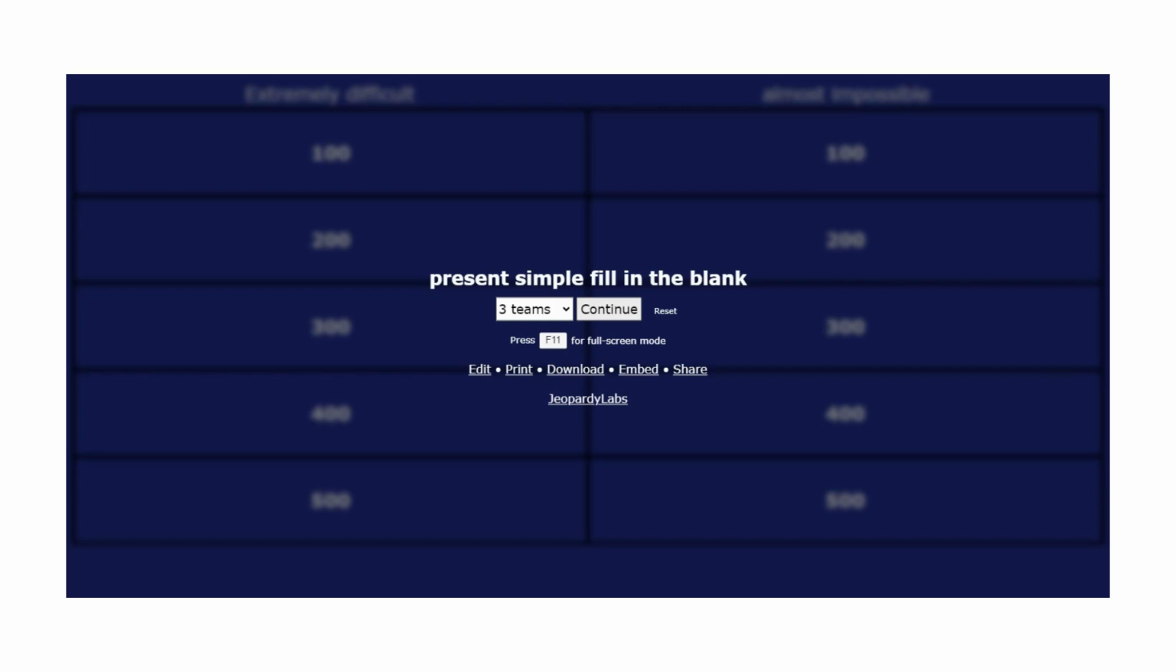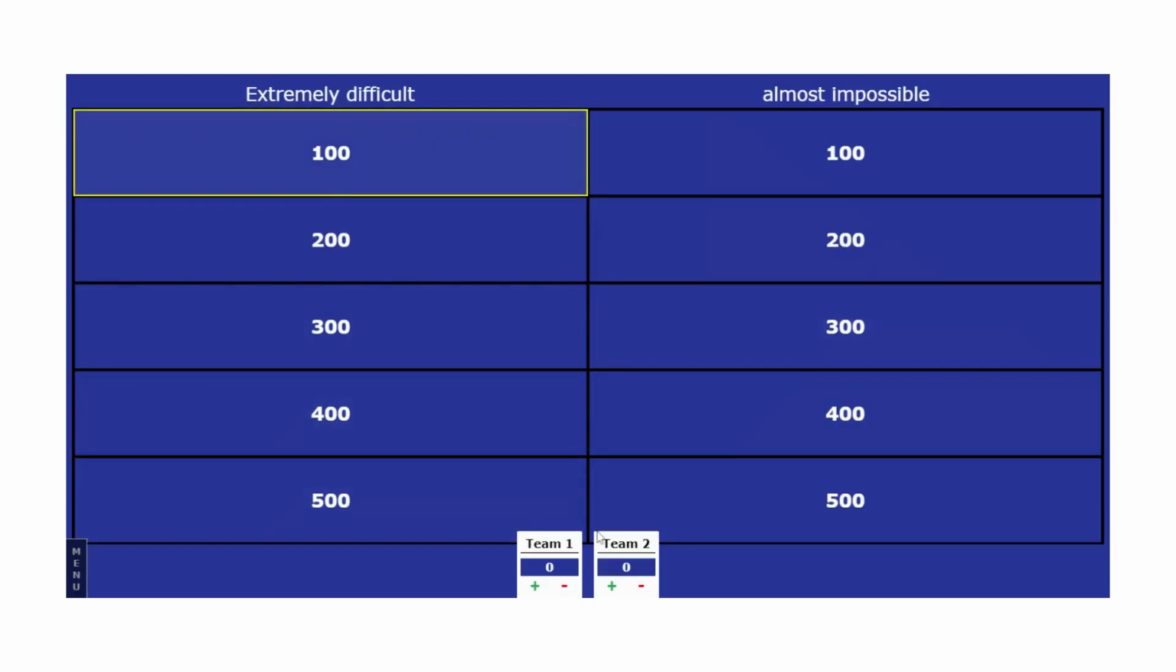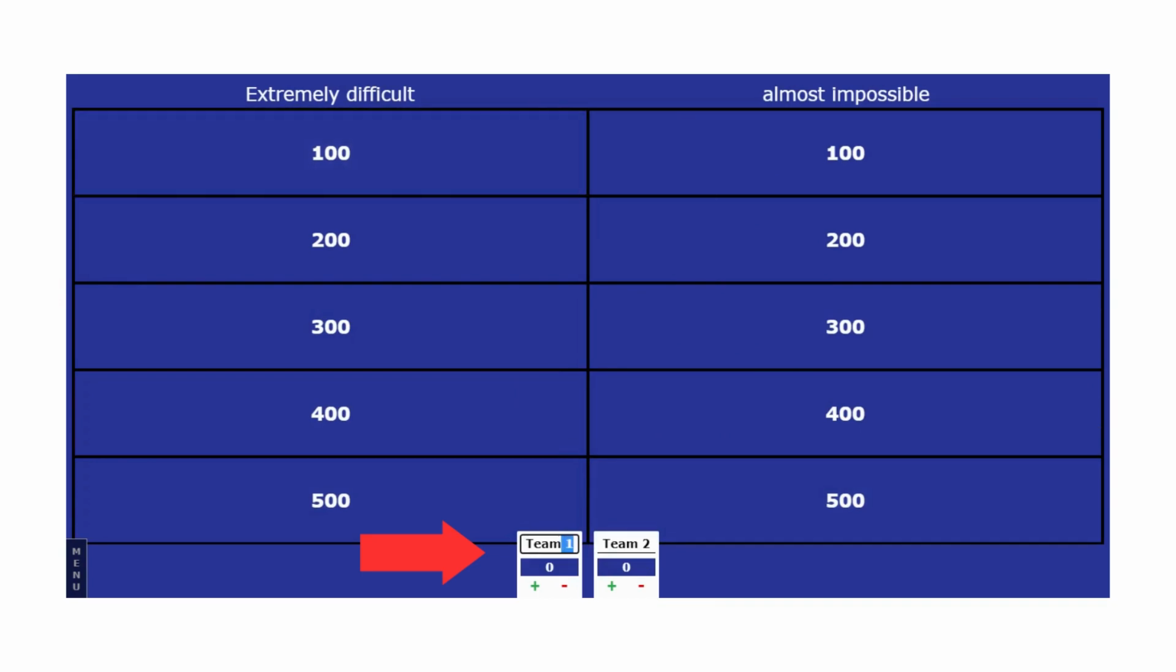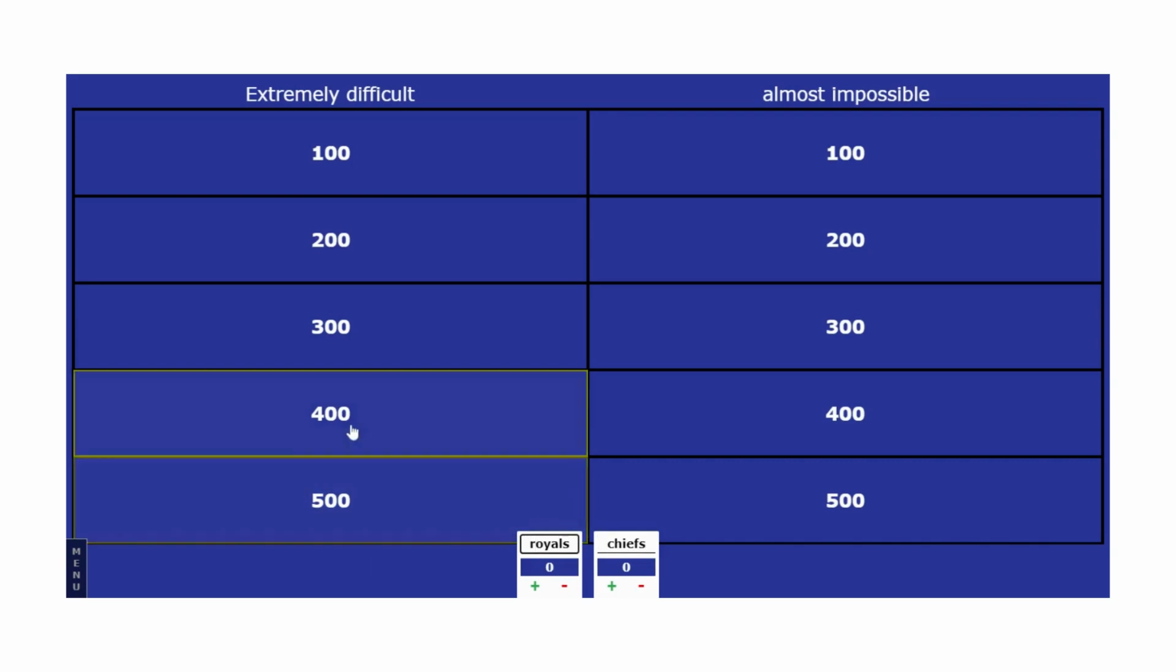First, you want to choose the number of teams or players that you have. Today, I'm going with 2 teams, and I'll click Continue. Now, the first thing I can do is change our team names. Team 1 is going to change to the Royals. And at the bottom, I'm going to change Team 2 to the Chiefs.